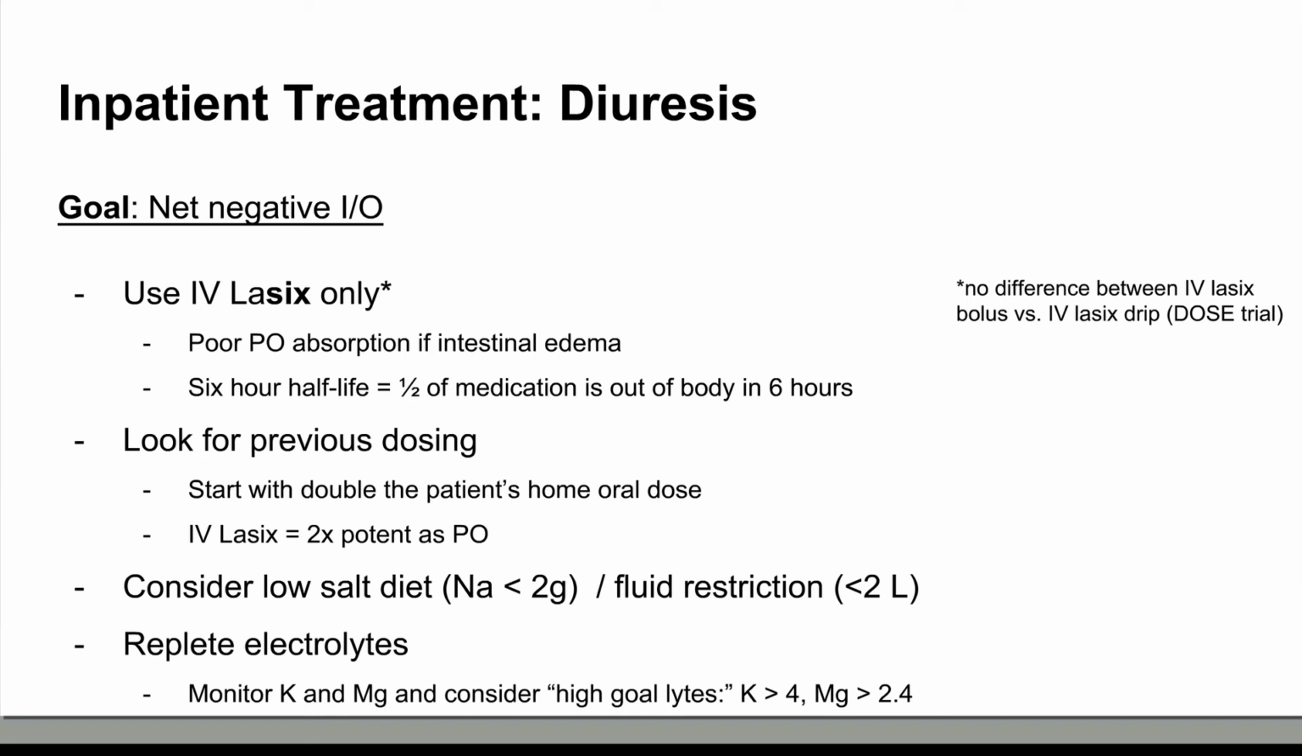A way to figure out how to dose it, the easiest cheat is just to look for previous dosing. If they're on Lasix at home, you can start with double the patient's home oral dose, but IV Lasix is twice as potent as PO, and therefore you would actually start with the same IV dosage as their PO dosage.